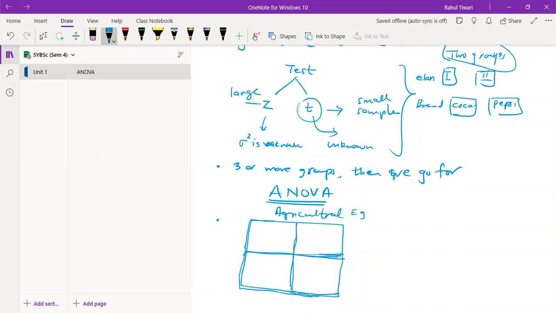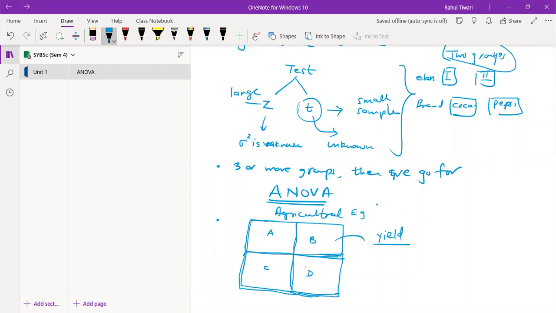One can say nitrogen, potassium, etc. That is basically all, so we call it a fertilizer. So I have fertilizer A, fertilizer B, fertilizer C, and fertilizer D. I have applied all these fertilizers to these particular plots. Then whatever output I get from A, B, C, D, that is called yield.